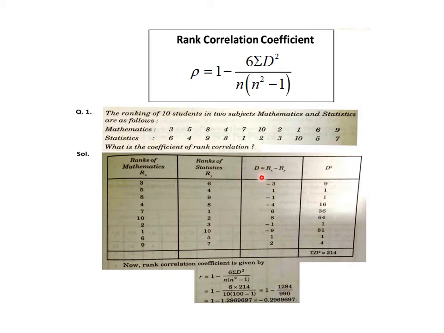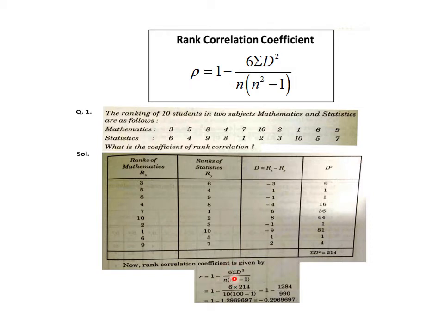Then capital D is nothing but the difference of ranks, Rx minus Ry, maybe Ry minus Rx. Here it is taken as Rx minus Ry. 3 minus 6 is minus 3, 5 minus 4 is plus 1, etc., up to 9 minus 7 is plus 2. Then capital D square is required. So take the square of every value: minus 3 squared is 9, plus 1 squared is 1, and so on. Then you have to add all these values in the last column of capital D square. You will find sigma capital D square. Here in this problem it is 214, and small n in the formula means the number of participants in the problem. Here we have 10 students participating with these ranks in two subjects, so small n is 10.